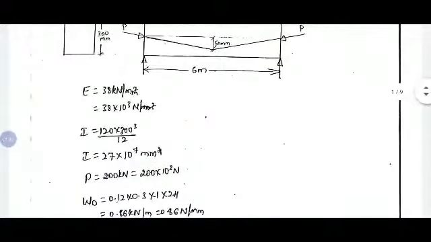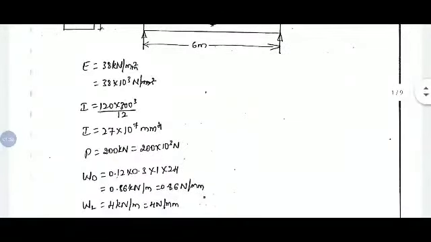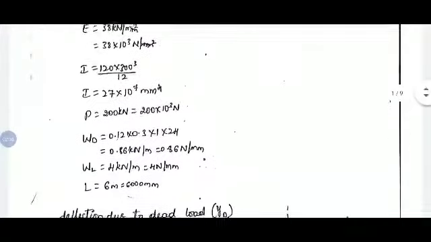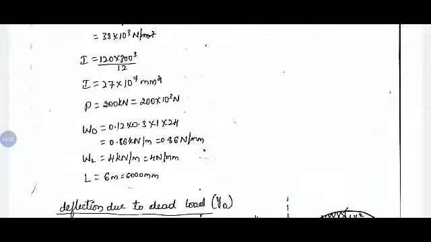Then the prestressing force applied is 200 kN. Dead load is cross section into density of concrete, given as 24. So cross section into density we will get 0.86 Newton per mm. Then live load is directly given, 4 kN per meter, which is nothing but 4 Newton per mm. Then the span of the beam is 6 meter.